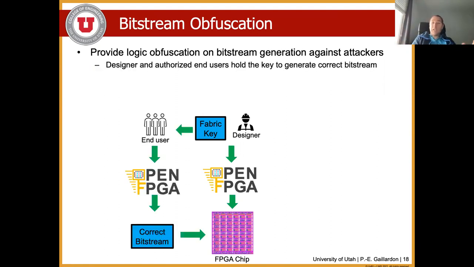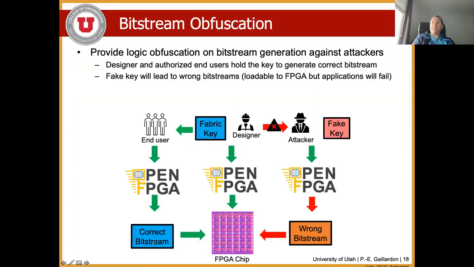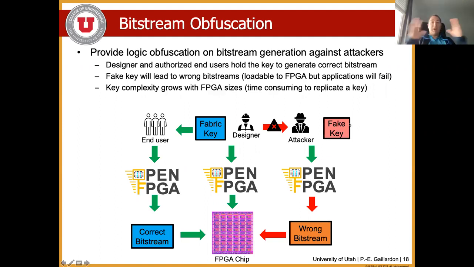And this is particularly interesting, and of course interesting to the US government, in creating more secured supply chains for FPGAs, where you can manufacture an actual chip overseas, but nobody will be able to use it unless you get the right fabric key into your tooling to generate a proper bit stream. Having a fake key would result in a wrong bit stream, and it is very hard to reverse engineer the proper key because this depends on the size of your system.